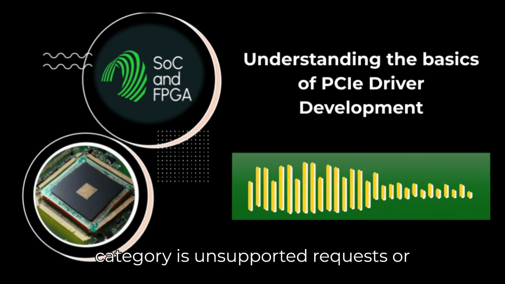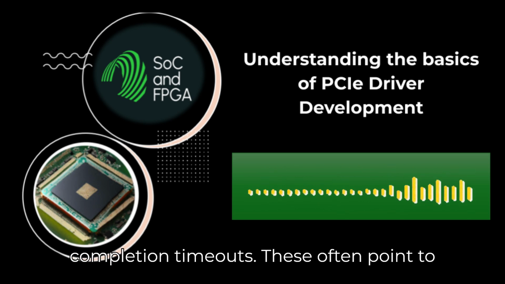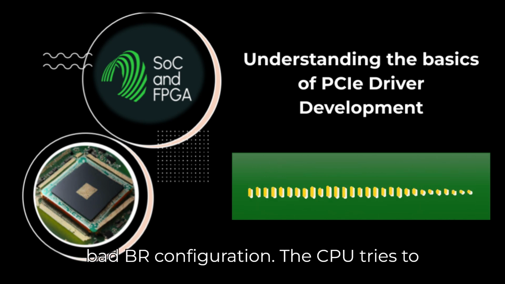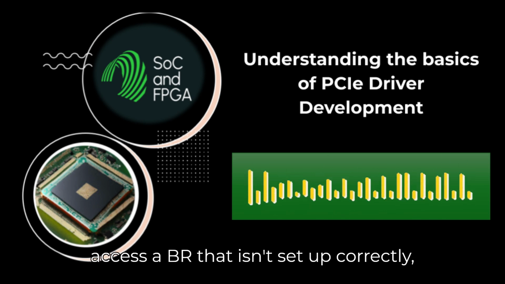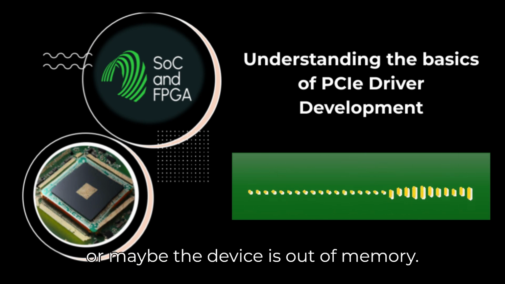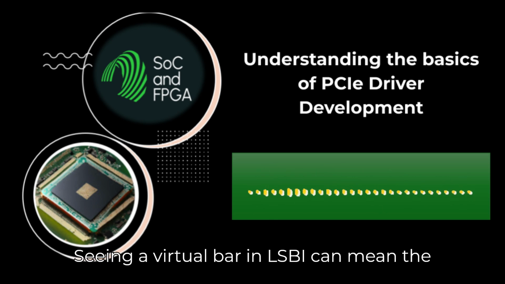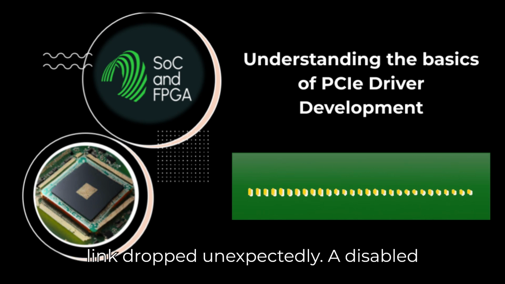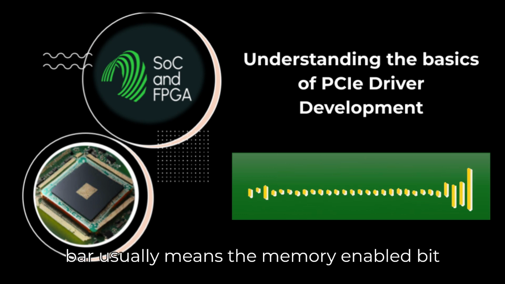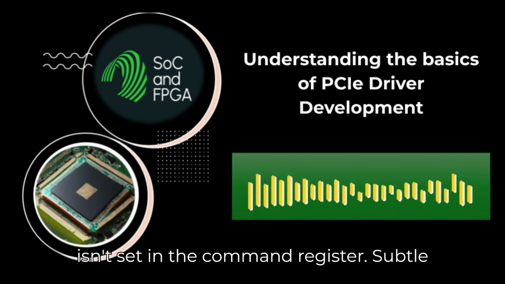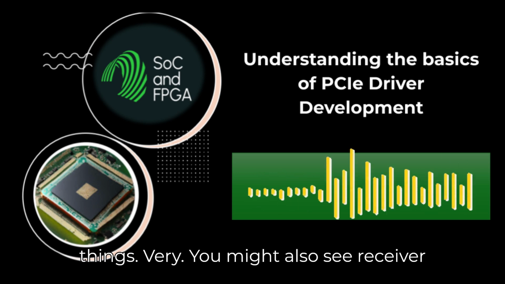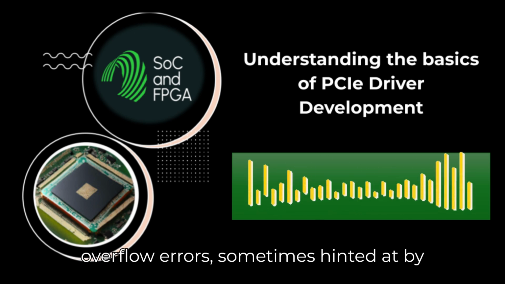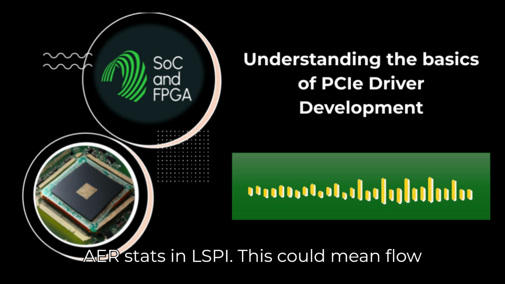Another category is unsupported requests or completion timeouts. These often point to bad BAR configuration. The CPU tries to access a BAR that isn't set up correctly, or maybe the device is out of memory. Seeing a virtual BAR in sysfs can mean the link dropped unexpectedly. A disabled BAR usually means the memory enable bit isn't set in the command register. Subtle things. Very. You might also see receiver overflow errors, sometimes hinted at by AER stats in sysfs.